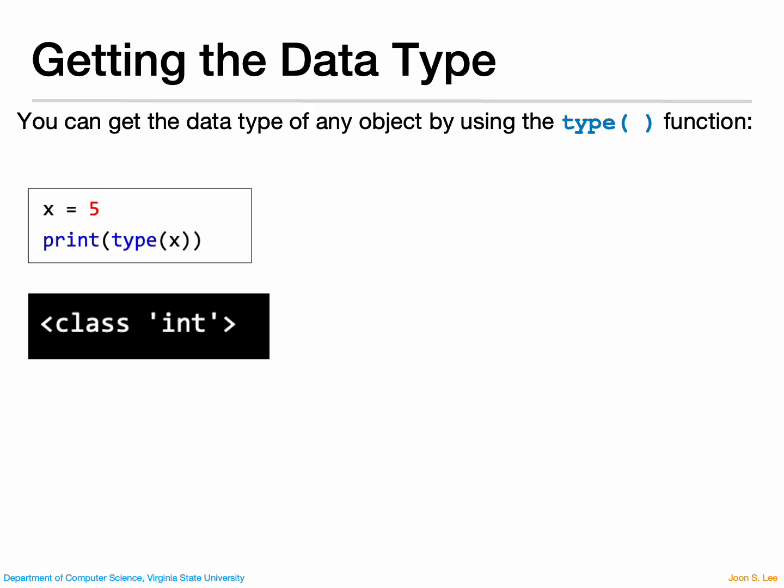How do we then check what type of data a variable holds? Python gives us a built-in function called type. This function tells us the data type of any object. For example, if we write x equals 5 and then call print(type(x)), Python will tell us that x is of type class int, which means it's an integer. This is a really useful tool when you're not sure what type of data you're working with, especially when dealing with user input or more complex programs. We'll use this often to double-check what's inside our variables.